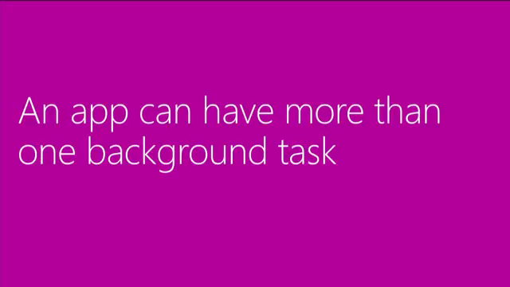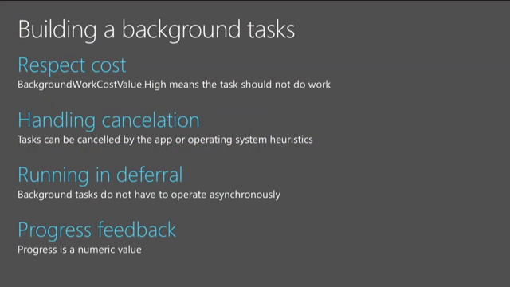Okay, so your application has as many background tasks as it needs. 1, 2, 3, 4, 10, 20, 50, whatever it is, and they each have their own quota, and we'll talk about quotas. But first, let's talk about just some best practices in general. Your background task needs to think about some things, or better to say, you need to think about some things. The first one is to respect the cost.